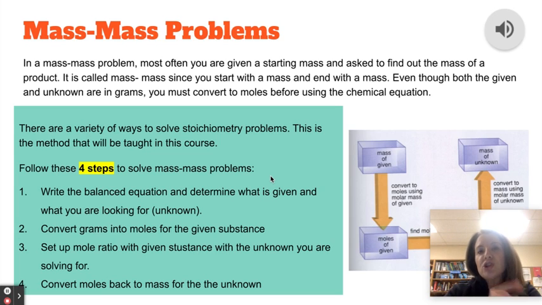So there are 2 different ways that you can go about this. You can use a 4-step method on how to solve these type of problems, or you can use what's known as a dimensional analysis method. And I'm going to show you both, and you can choose which one sort of speaks to you.